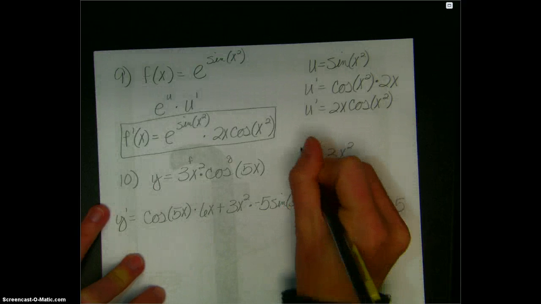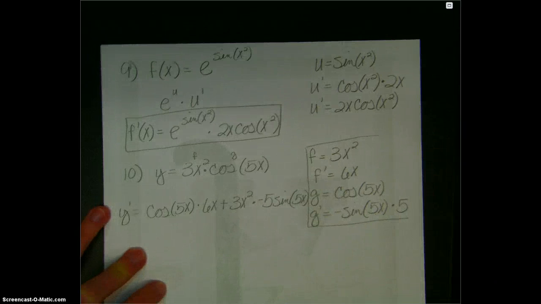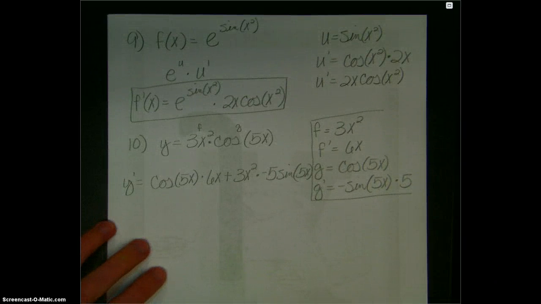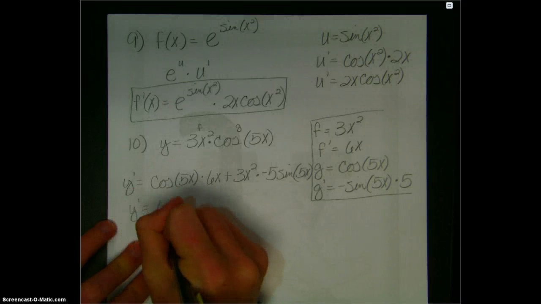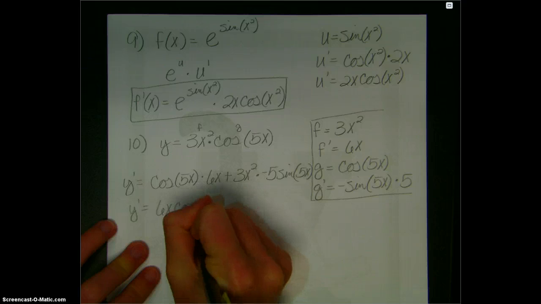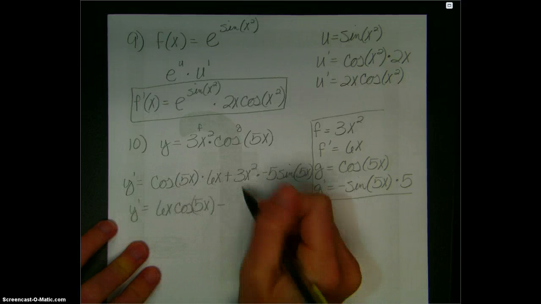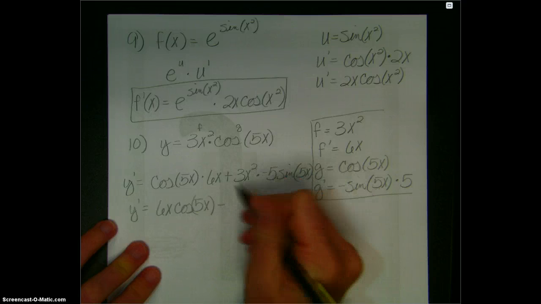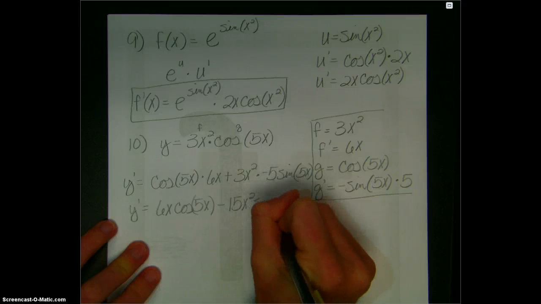I almost ran out of room there. That's kind of my scratch work over there on the side. Okay, I'm going to do just a little bit of putting some of that stuff together just to make it look a little bit neater. So I'm going to have 6x times the cosine of 5x. And then I'm going to have minus, because my positive times my negative would be a negative, 15x squared times the sine of 5x.